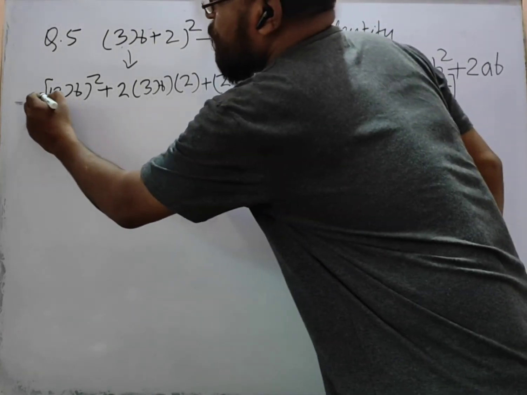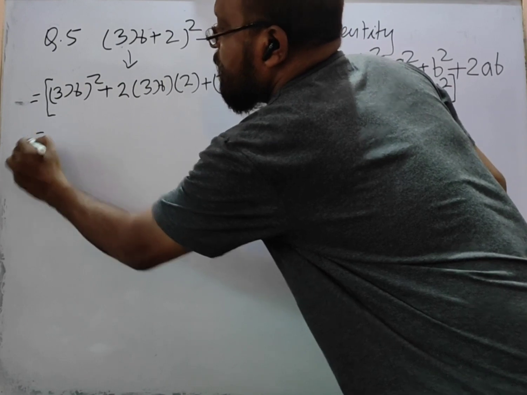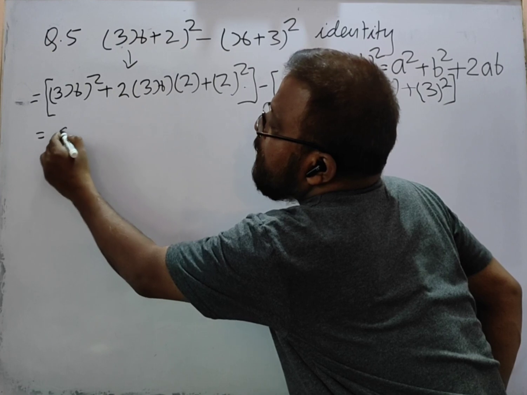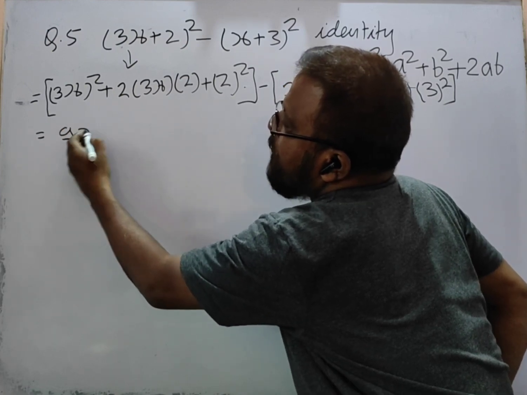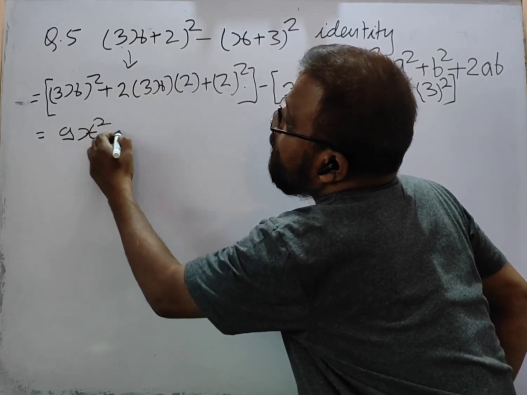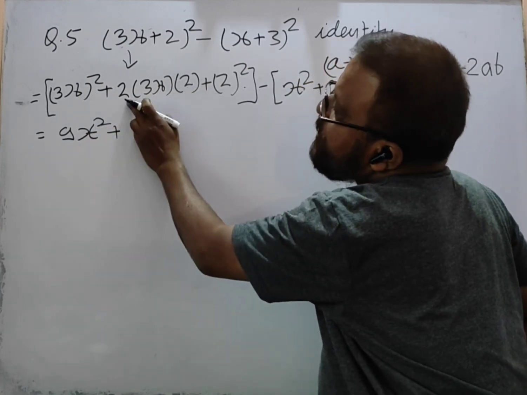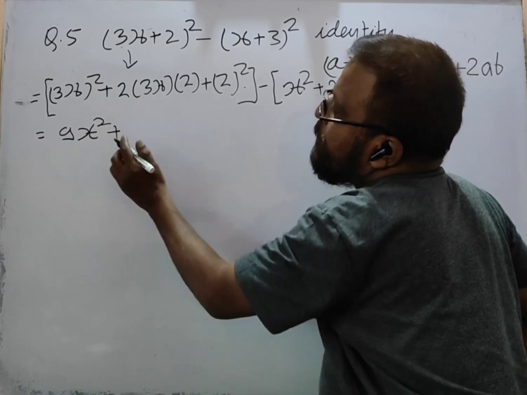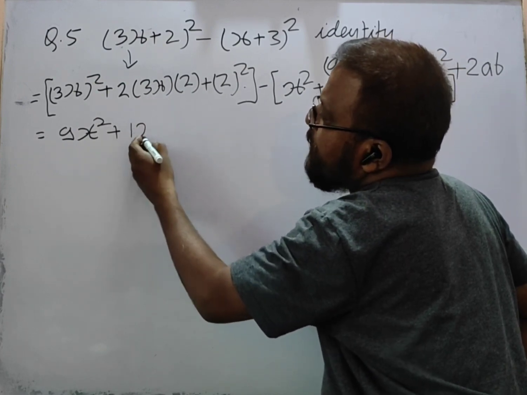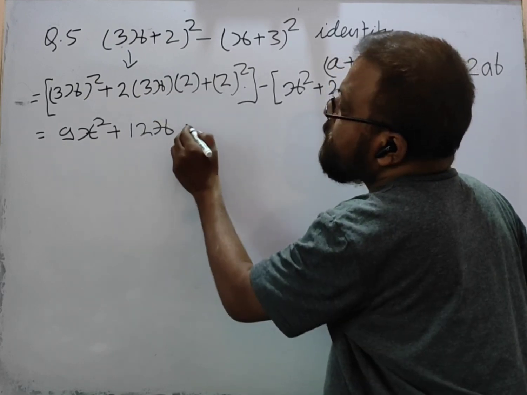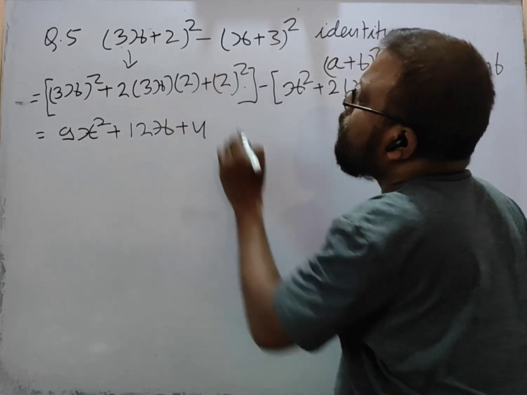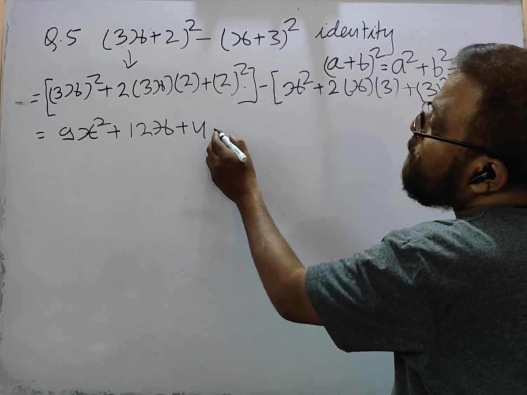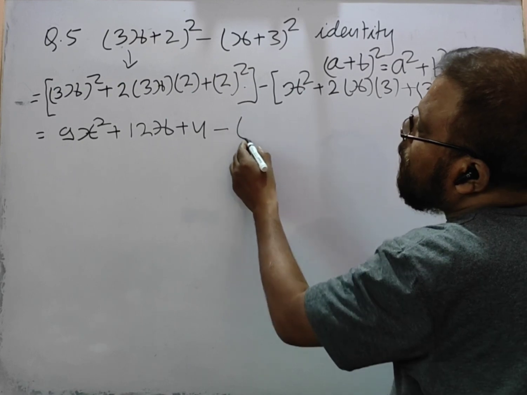Now what we do, we can write it like this. This 3x square becomes 9x square. 3x whole square becomes 9x square plus 2 times 2 is 4 and 4 times 3 is 12. So it is 12x plus 4. 2 raised to the power 2 is 4.